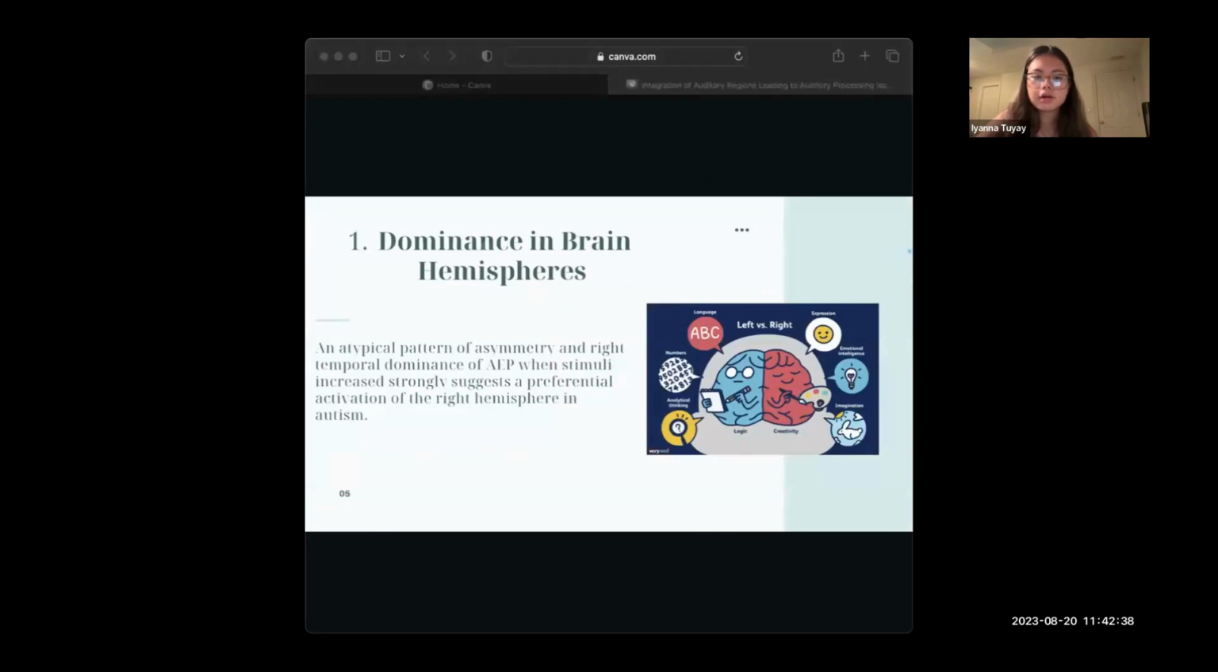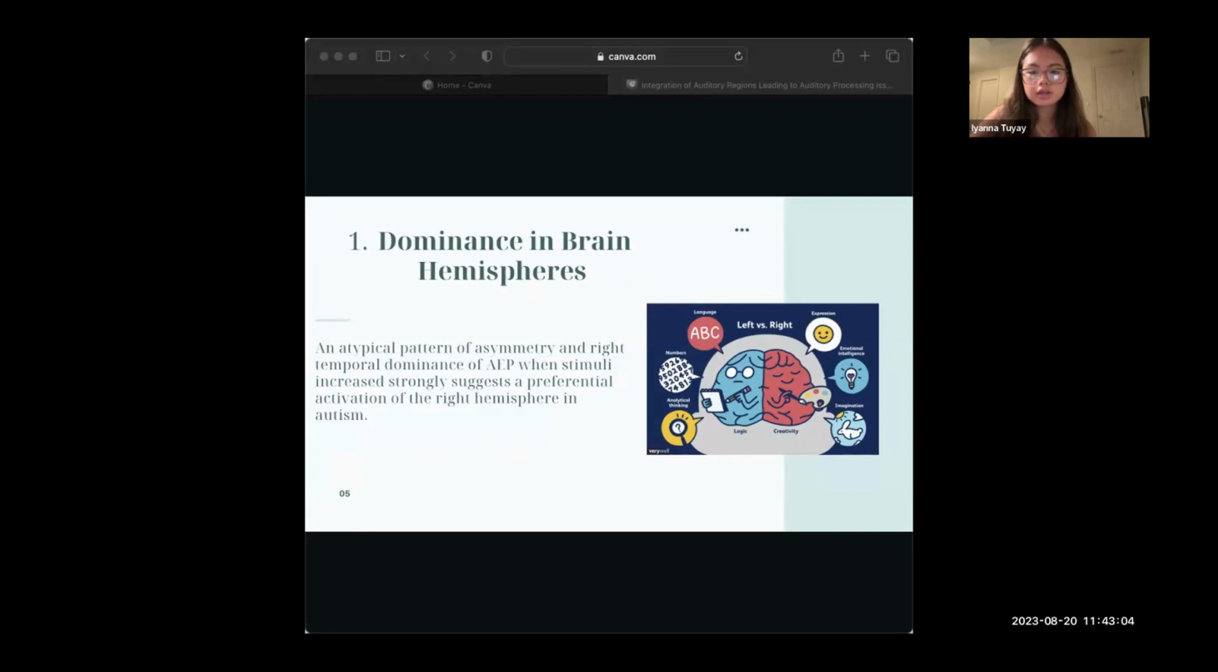The first subject I would talk about is the dominance in brain hemispheres. Using an electrophysiological method, which is HZ tone burst stimuli, Brunet and colleagues compared the relations between auditory evoked potentials and verbal and nonverbal abilities in children with autism, comparing that to children without.